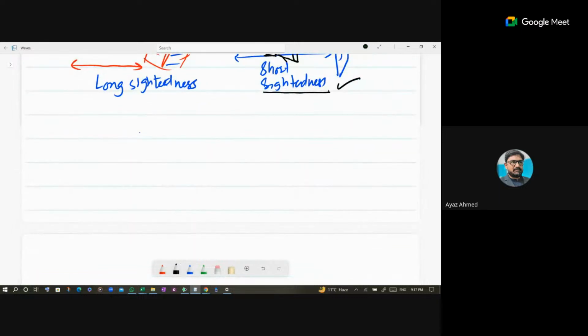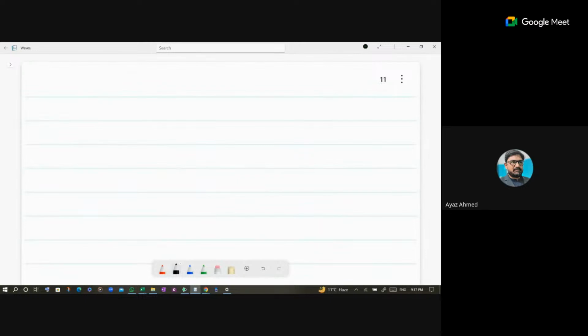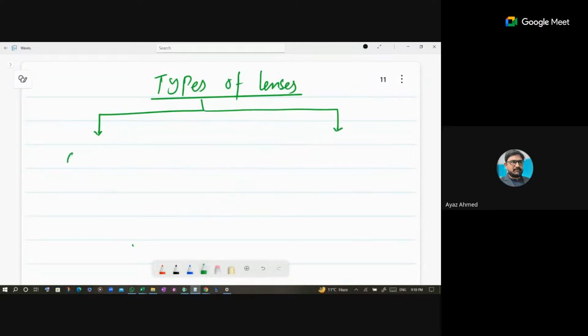This is not my topic right now, but I will talk about the application area. I started from the application area, and then I will be back to my topic: what types of lenses do we have? There are two types of lenses. One is called a converging lens, and the second one is called a diverging lens. Okay, are you getting it?